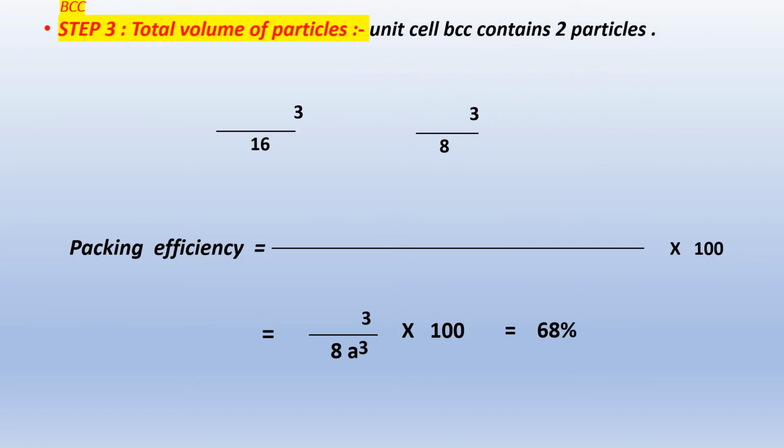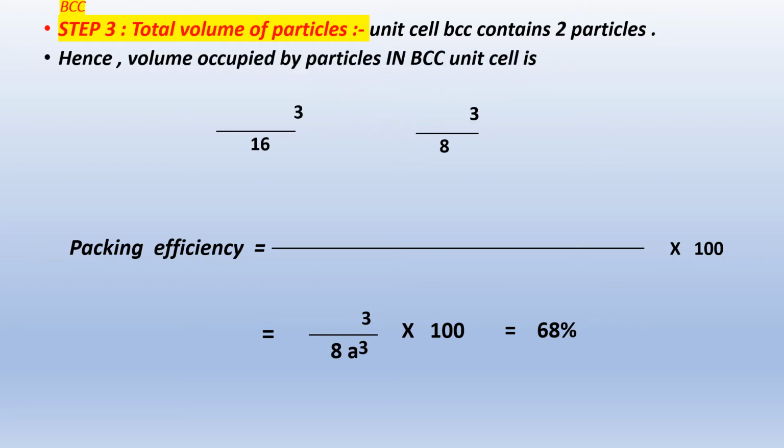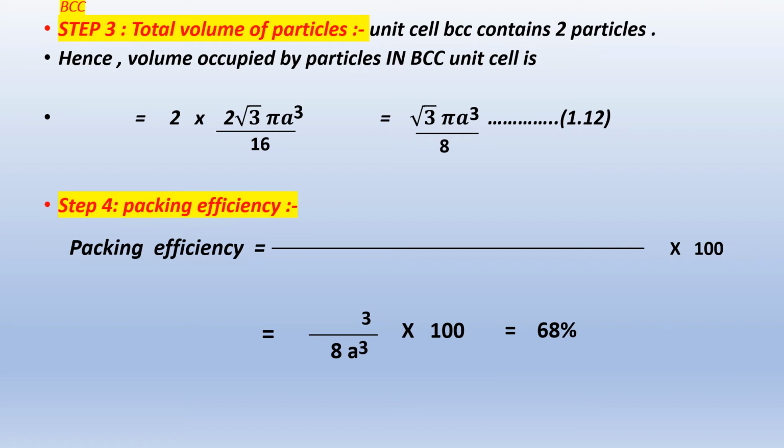Step 3, total volume of particles. The unit cell of BCC contains 2 particles. We know that total particles of BCC is equal to 2. Then the total volume of particles is 2 into root 3 pi a cube upon 16, which is equal to root 3 pi a cube upon 8.